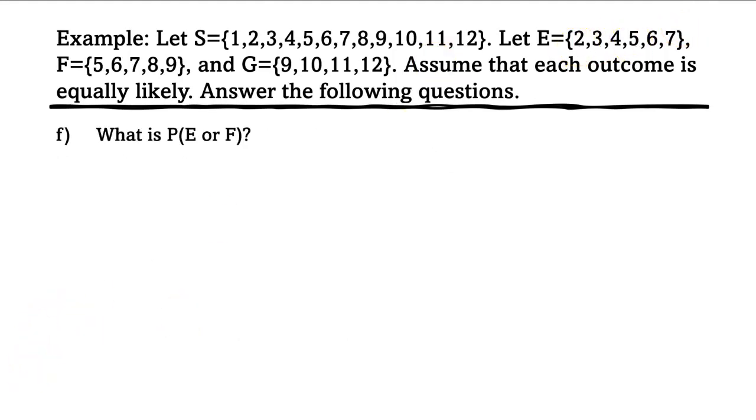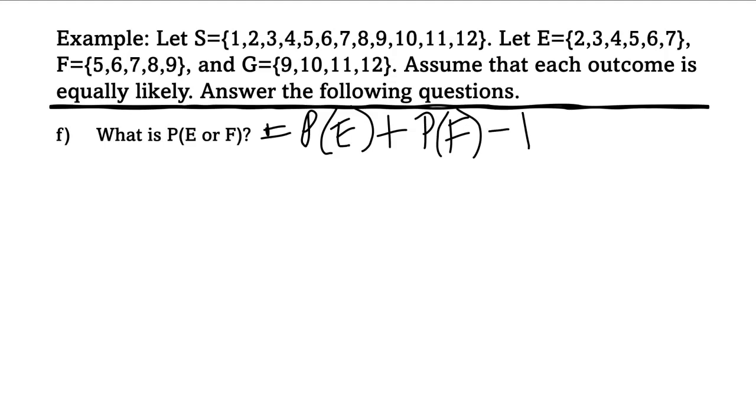So next we want to find the probability of E or F. In order to find this probability, we have to know if E and F are mutually exclusive, which we already said they are not. So that means we will be using the general addition rule: the probability of E plus the probability of F minus the probability of E and F. I know the probability of E and of F because we just found those. But next we need to know the probability of E and F.